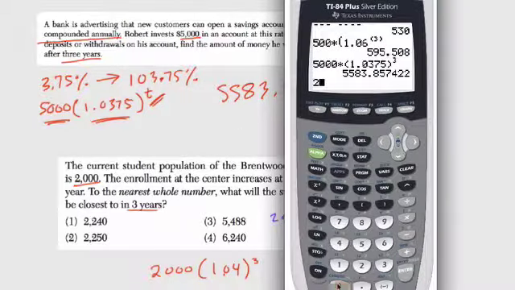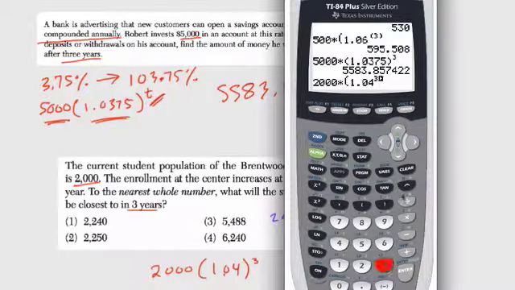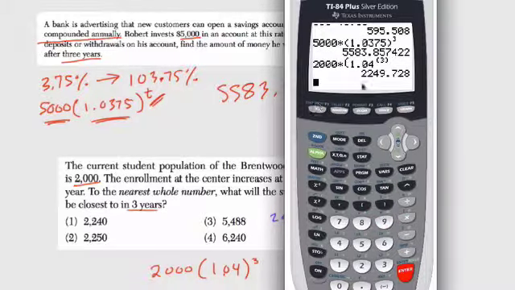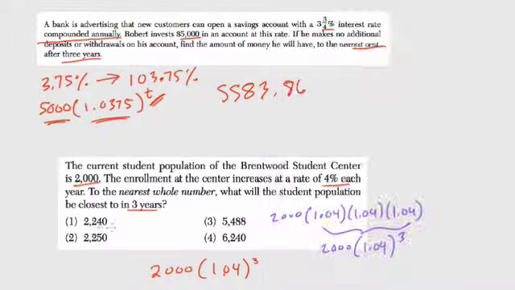So let's find what this is. We do 2,000 times 1.04 to the third power. Yes, it's 2,249, which rounds to 2,250, the nearest whole number. All right, thanks.